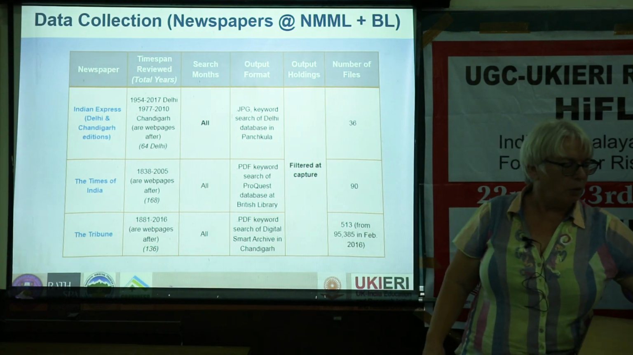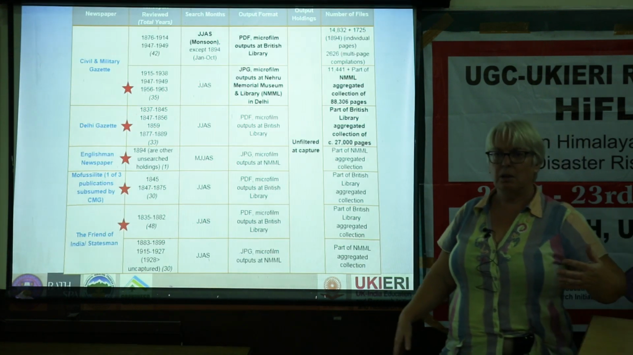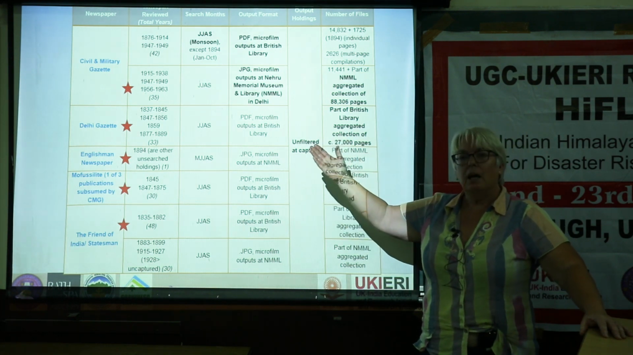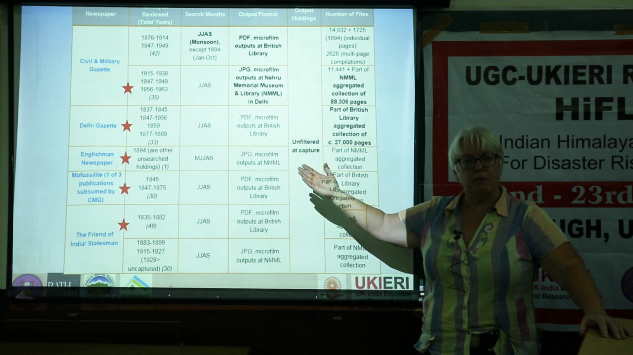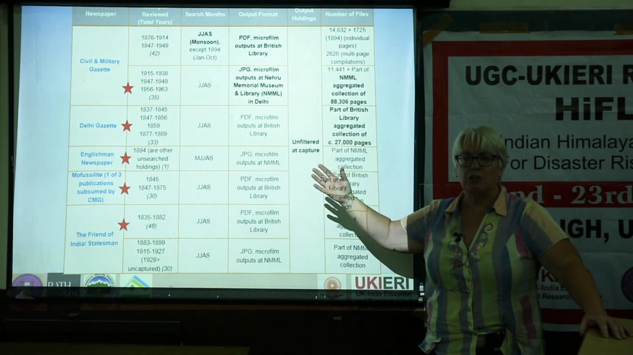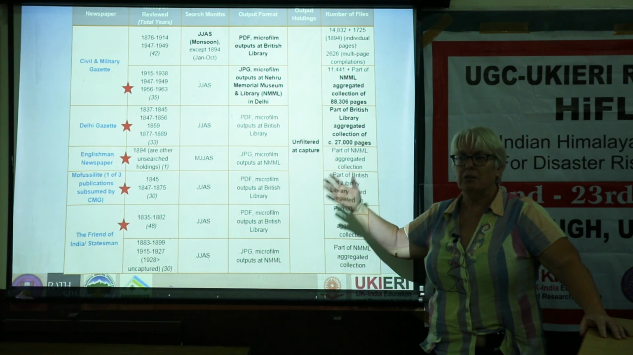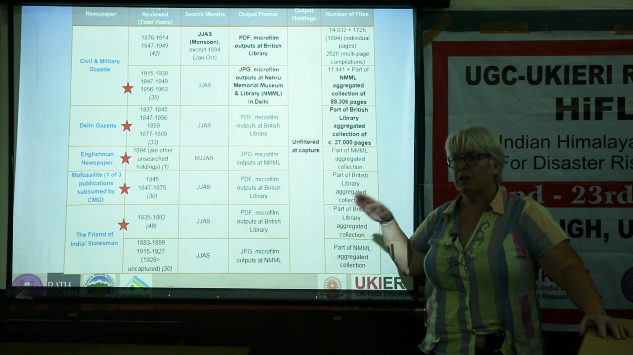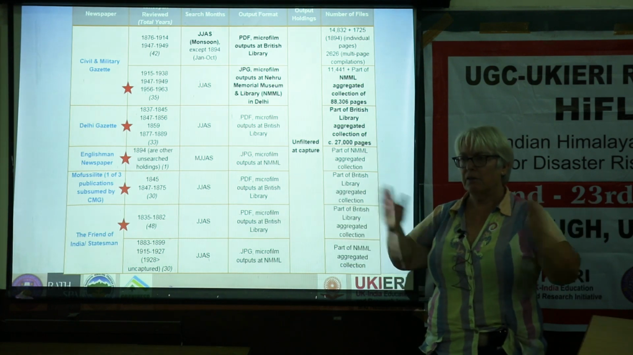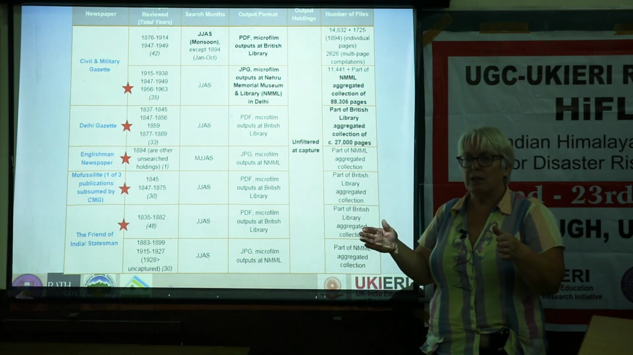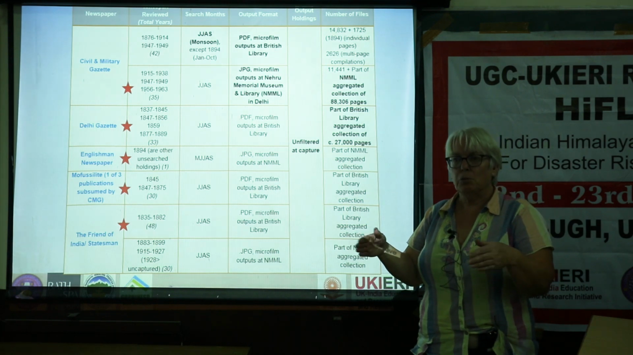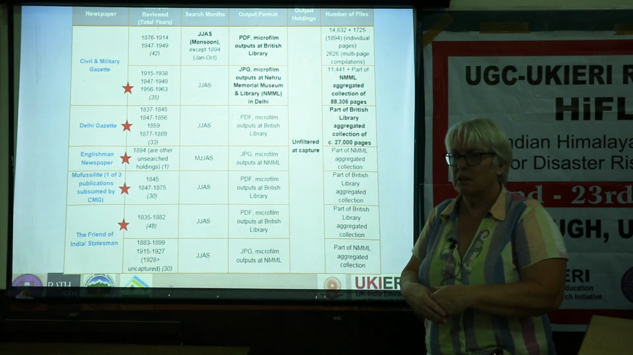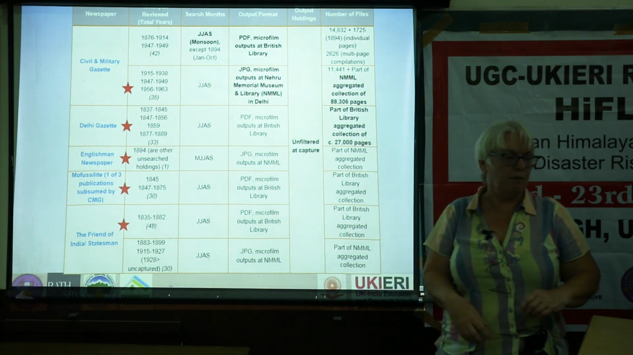Whereas for some of the older newspapers, we had to use microfilm, some of which were quite badly damaged, both in London and in Delhi. And so we made a decision that instead of collecting a whole year for every year, we would concentrate on the monsoon months, because it was so much slower to collect that data that was in microfiche form.